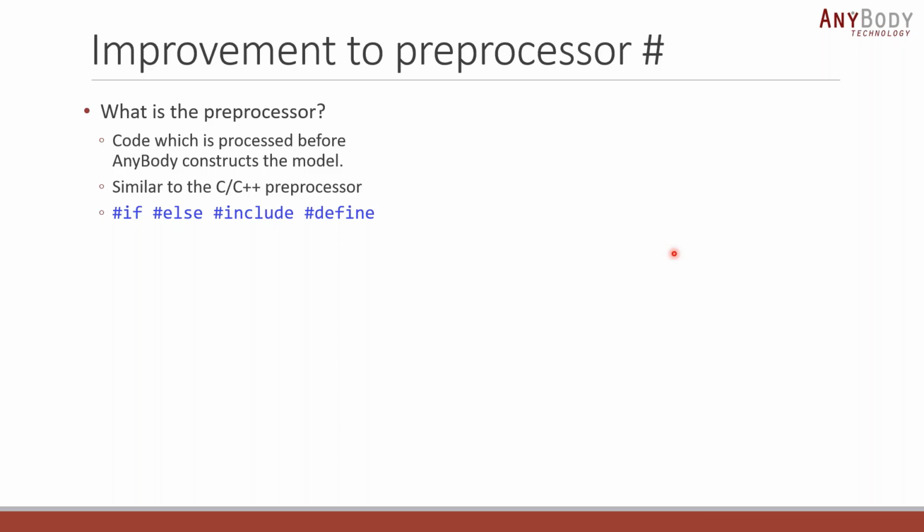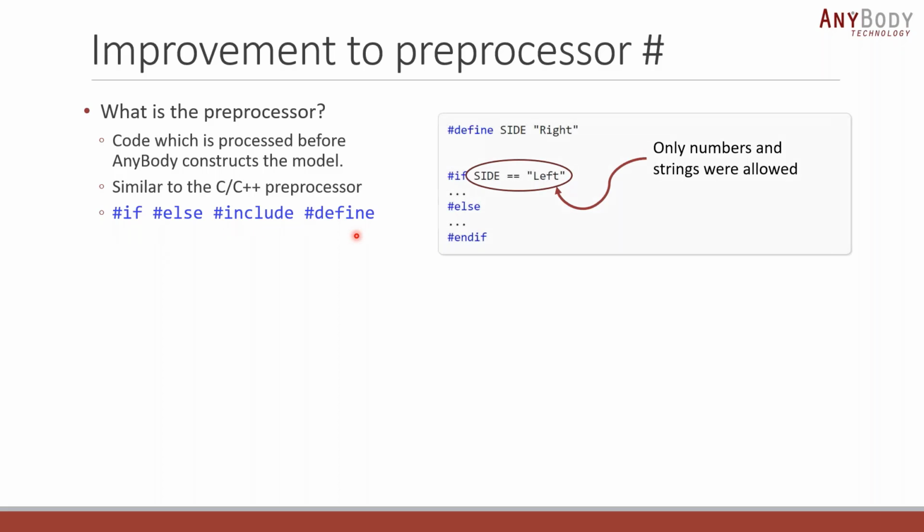The next improvement are those things I talked about with improvements to the preprocessor. But you might not know what the preprocessor is. It's that code in your scripts that runs before AnyBody actually reads your model. And it's very similar to the C and C++ preprocessor, if you are familiar with programming languages. It's basically all these lines or parts of the code that start with a small hashtag, like if, else, include, define, all these kind of things.